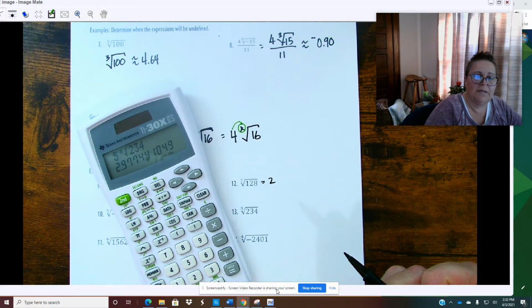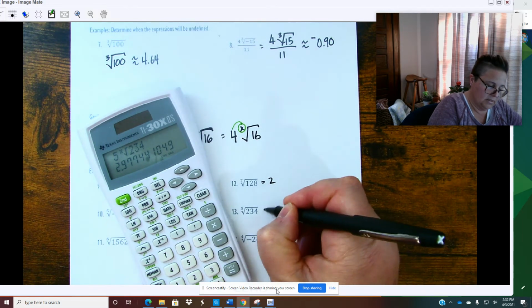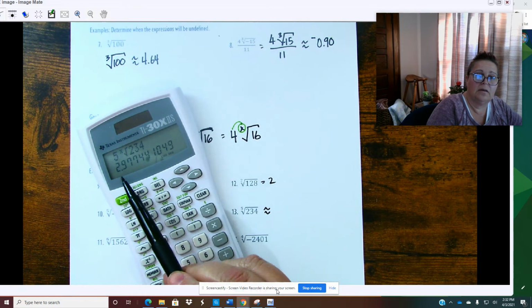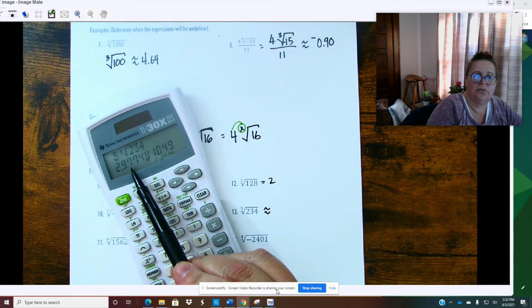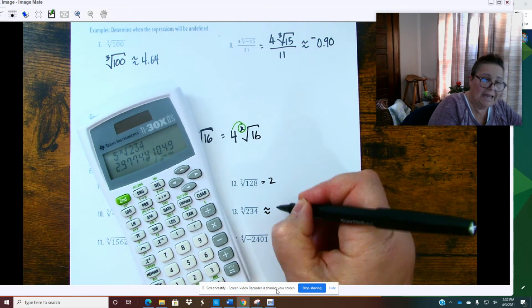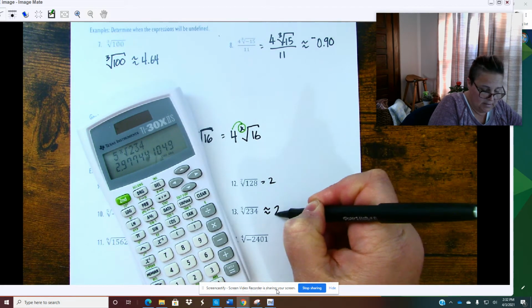I'm going to get a 2.977. So this is going to be approximately, ones, tenths, hundredths. That 7 is going to bump the first 7 up to an 8. So 2.98.